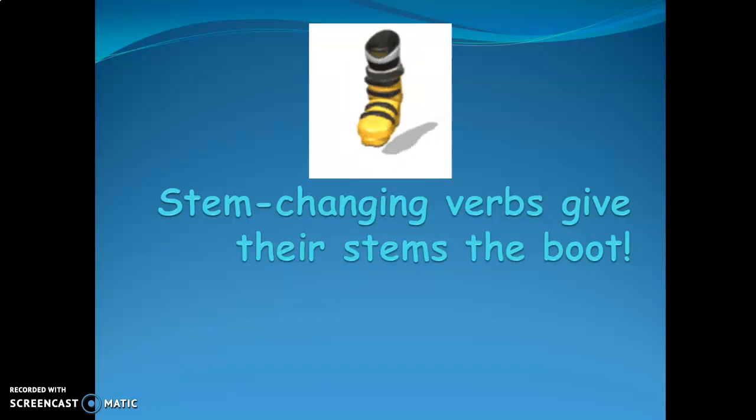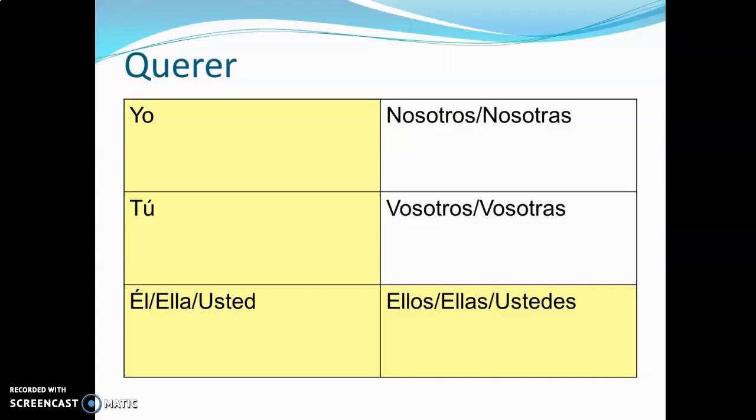How do these verbs work? Stem changing verbs give their stems the boot, meaning you'll see which forms change by the shape of a boot. So for querer, if you notice this chart, it's like the one we've been seeing all year. On the left, yo, I, first person singular, tú, you, second person singular. Usted is conjugated like third person, so él, ella, he, she, and usted is you formal. On the right side, we have our plural pronouns. Nosotros, nosotras is we. Vosotros, vosotras is you guys, informal. Ellos, ellas, they. And ustedes, you, formal, plural.